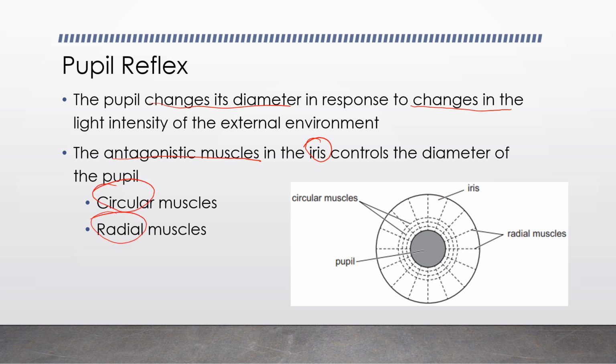not to be confused with those in the esophagus. Same style but different names. So the circular and the radial muscles are antagonistic. If one contracts, the other one will relax. Antagonistic action will control the size of the pupil.